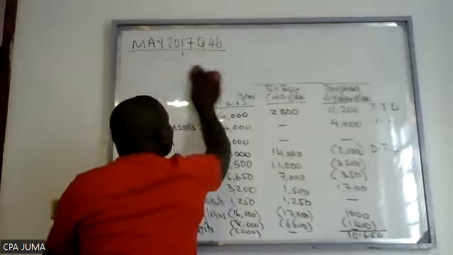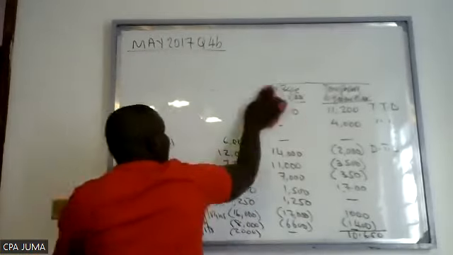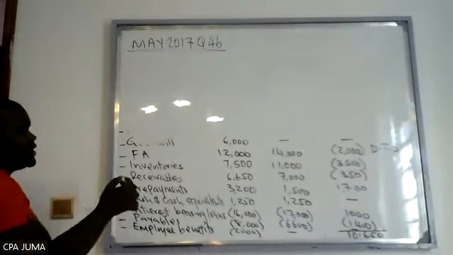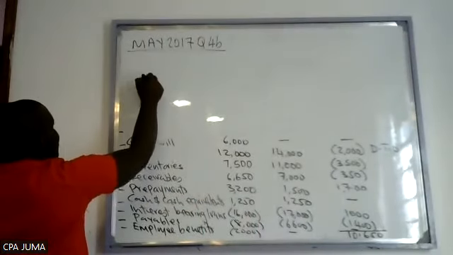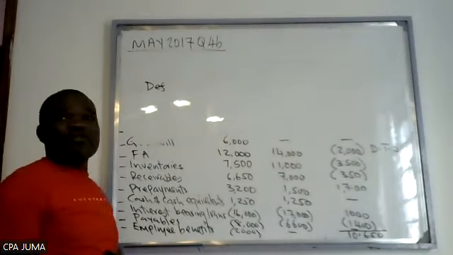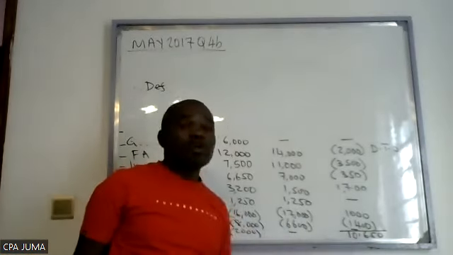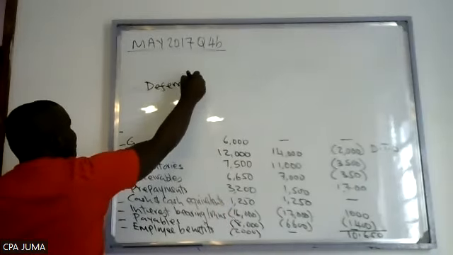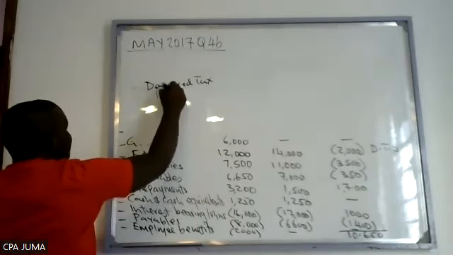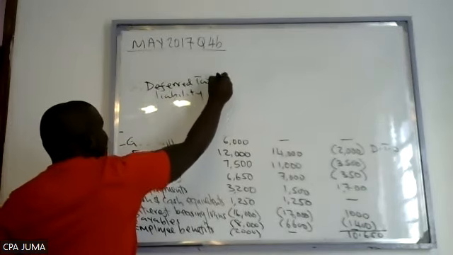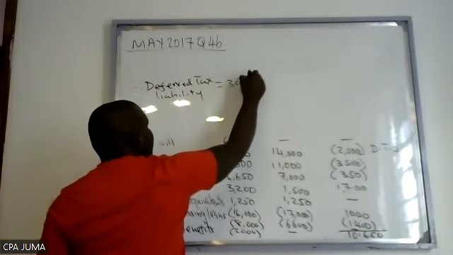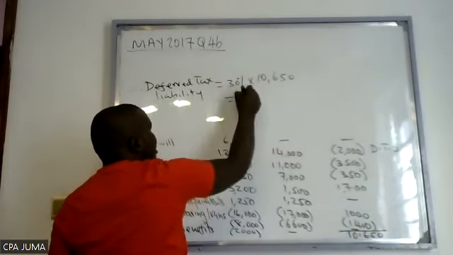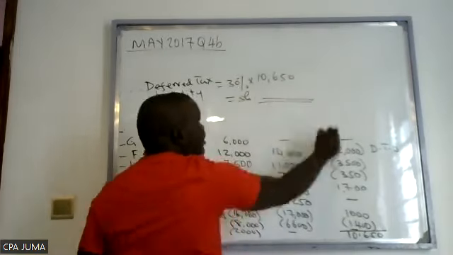Therefore, deferred tax liability. Therefore, liability, because it is positive. If it were negative, you would talk of deferred tax assets. So therefore, deferred tax liability is equal to tax rate times your 10,650, giving you how much, ladies and gentlemen?